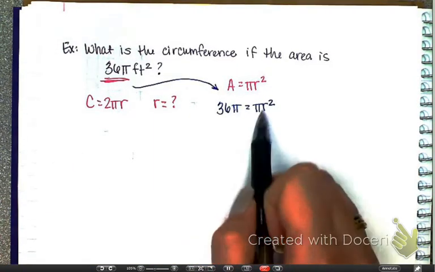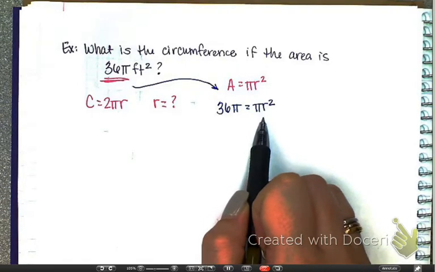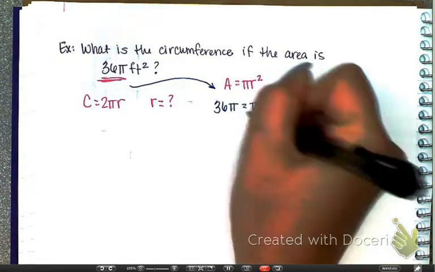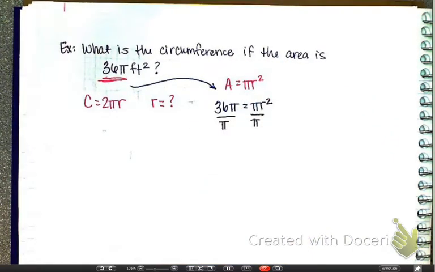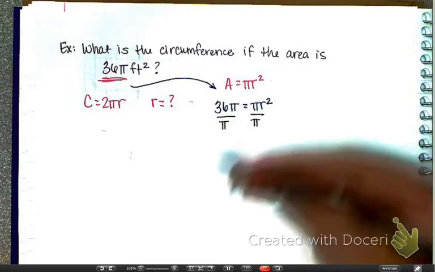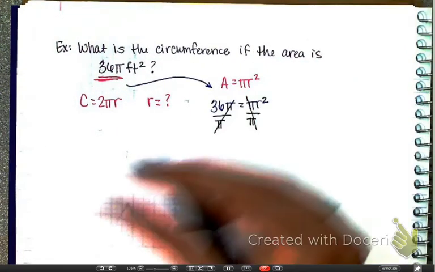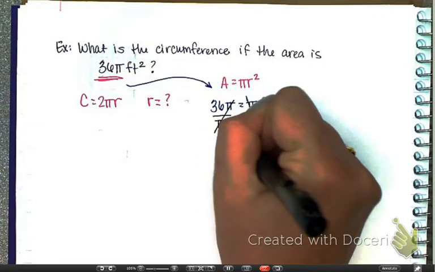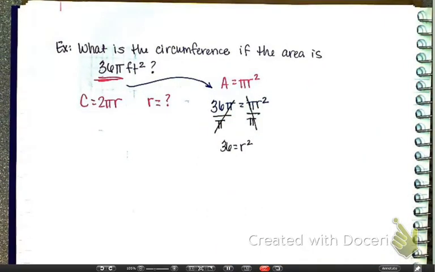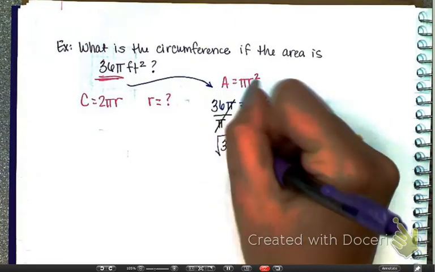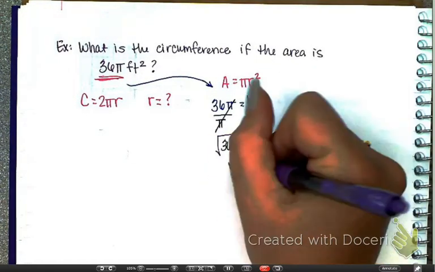What do I do to get this r by itself? What's the first thing I should do? Divide by pi. Let's get rid of that pi. When I divide by pi, it cancels on the right and it cancels on the left, leaving me with 36 equals r squared. How do I get rid of the square? Square root. And what's the square root of 36? 6.